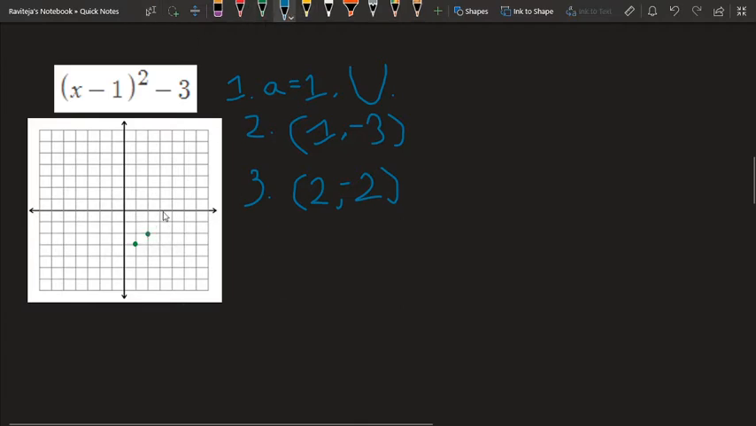Now let's do a point at x equals 3. So 3 minus 1 equals 2, 2 squared equals 4, and 4 minus 3 equals 1. So we have another point at 3 comma 1. So let's put that point on the graph as well. 3 comma 1. Now remember what I told you about the graph being symmetrical.